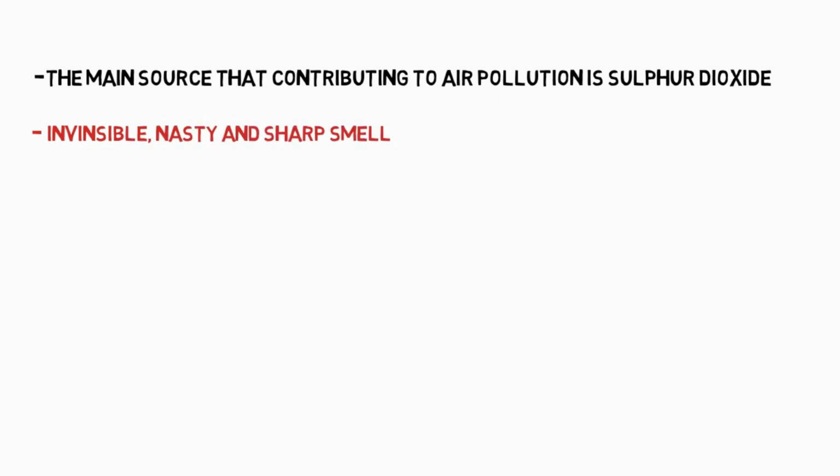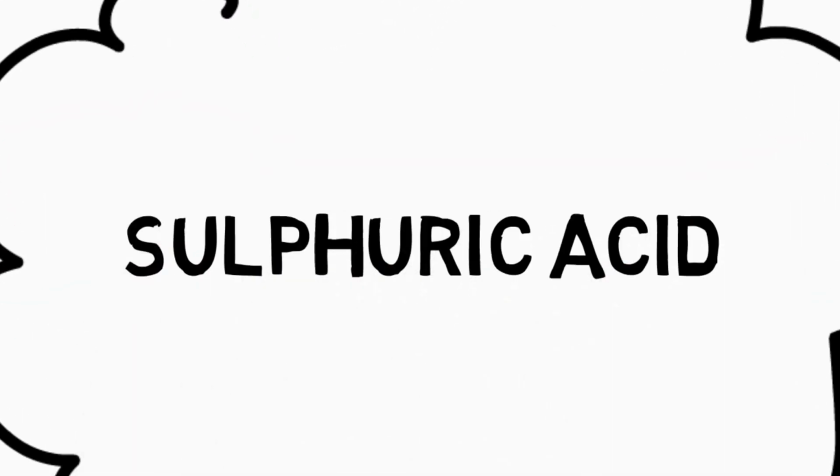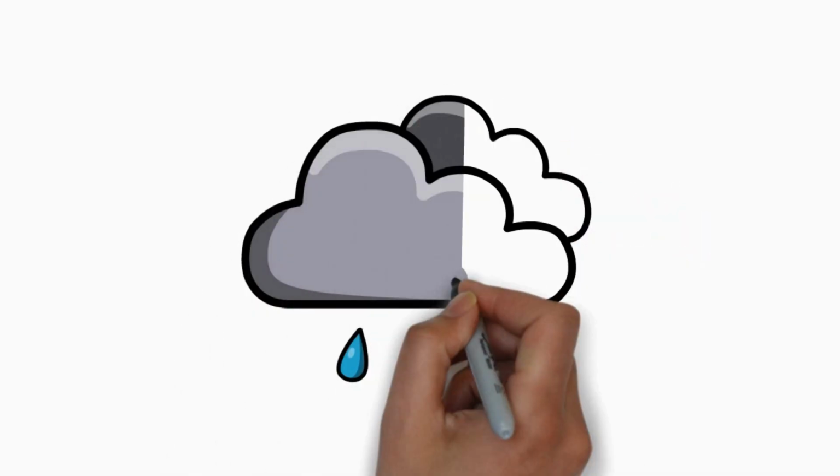A source contributing to air pollution is sulfur dioxide. Sulfur dioxide is invisible and has a nasty and sharp smell. It reacts easily with other substances in the air, producing harmful substances. The harmful substance is sulfuric acid. Sulfuric acid contributes to acid rain and can also produce sulfate.